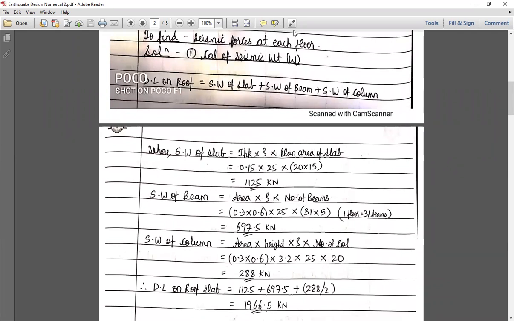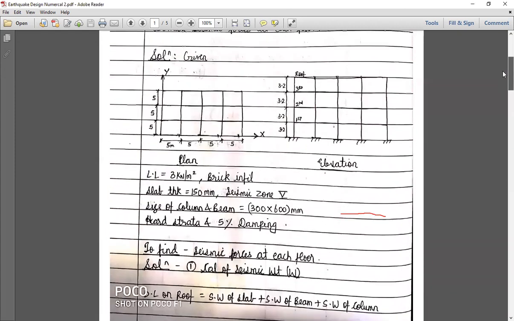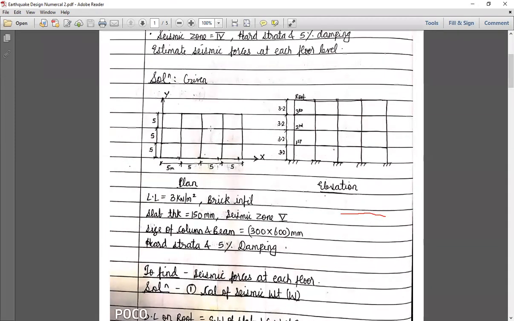Here you can see the area of the beam. The cross sectional dimension is 300 by 600. So this is 300 width and 600 depth. This is the density and the number of beams on one floor. Let us see the number of beams on one floor. If you count the number of beams, how much is it coming out to be?